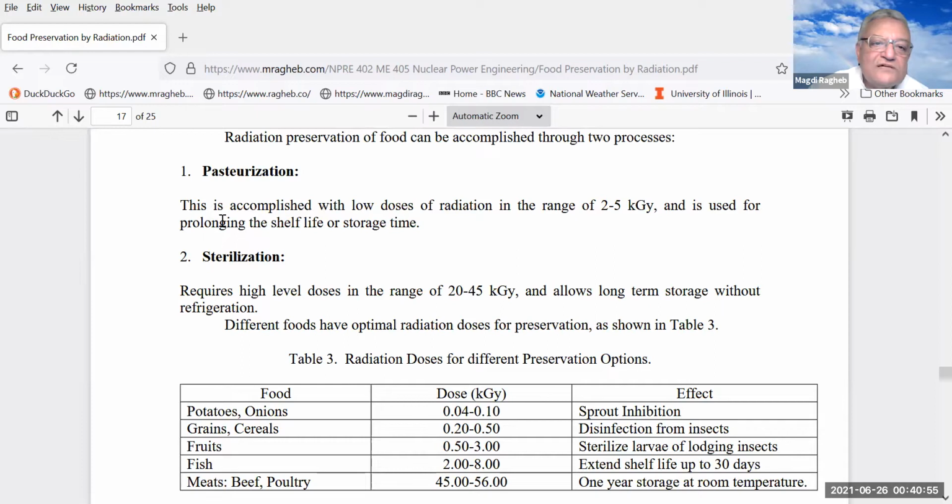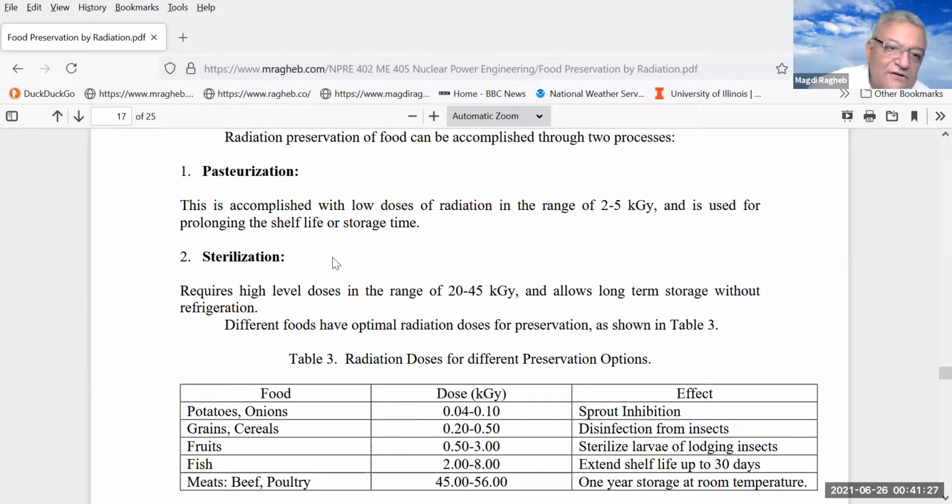The lowest level is pasteurization. This is accomplished with low doses of radiation from 2 to 5 kilogray. And this is used for prolonging the shelf life or storage time. So if you pasteurize the milk and you place it in your refrigerator, it will last there only for a longer time, but eventually one single bacteria starts propagating and will destroy it. So this is at the level of killing the bacteria and the fungi of 2 to 5,000 grays.